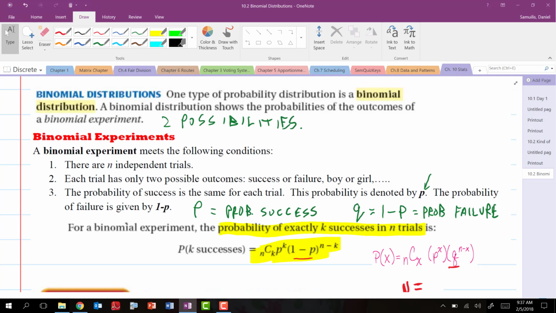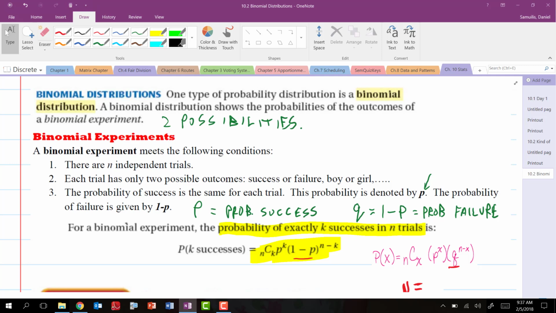So P is the probability of what you're looking for. In that last question, we were looking for the probability of getting it wrong. We treated that as P. Therefore, 1 minus P is the complement of P. Getting it wrong was a 75% chance. Getting it right was a 25% chance. These add up to 100.